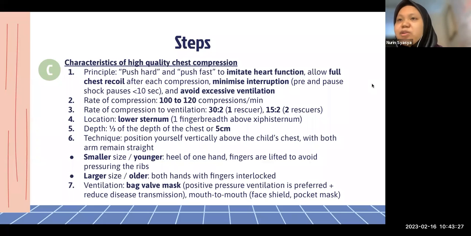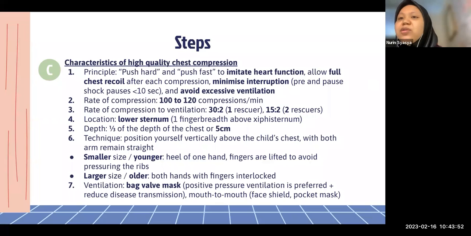So these are the characteristics of high quality chest compression, in which the principle is push hard and push fast to imitate the heart function. Allow full chest recoil after each compression, and minimize interruption, in which later on we may do defibrillation to shock the patient. So the pre and post shock pauses must be less than 10 seconds, and then avoid excessive ventilation.